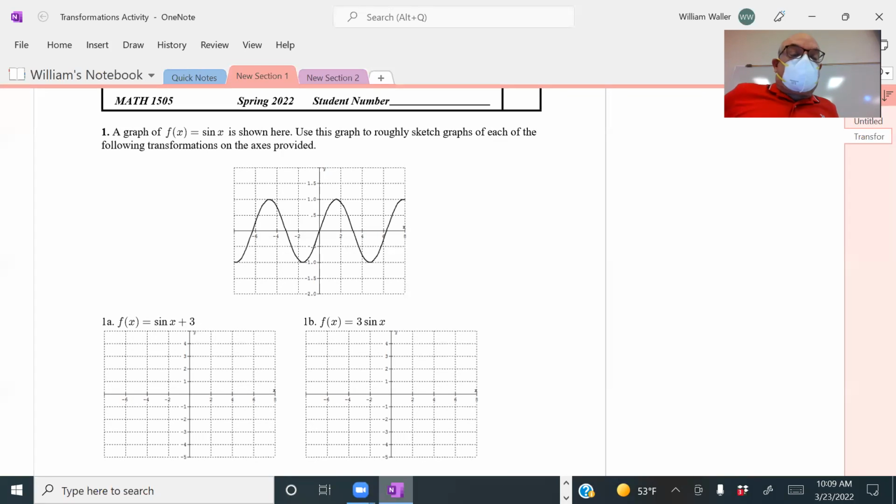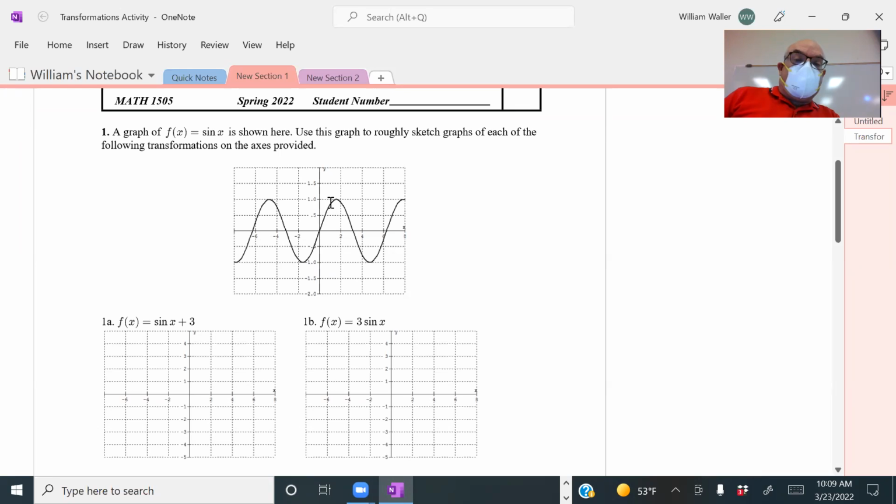There's a graph of sine of x. That's what sine of x looks like. Remember, it's got lots of wiggles in it, right? And it repeats every 2 pi units along the x-axis.